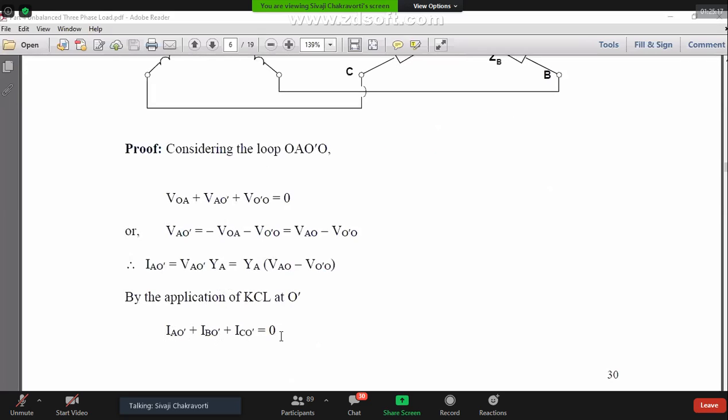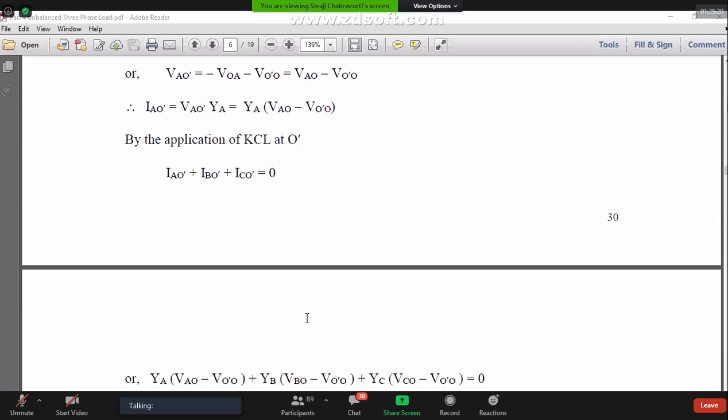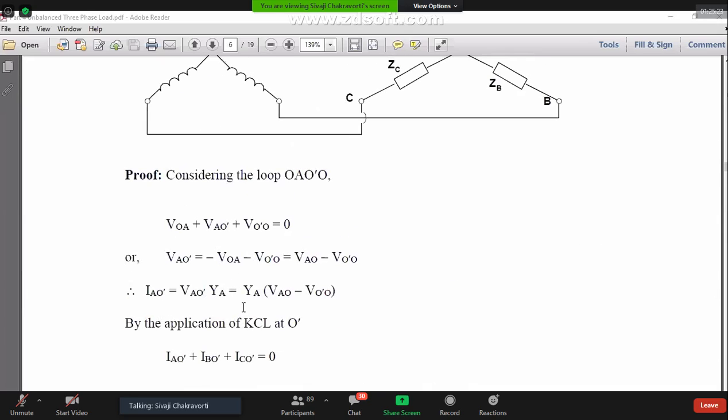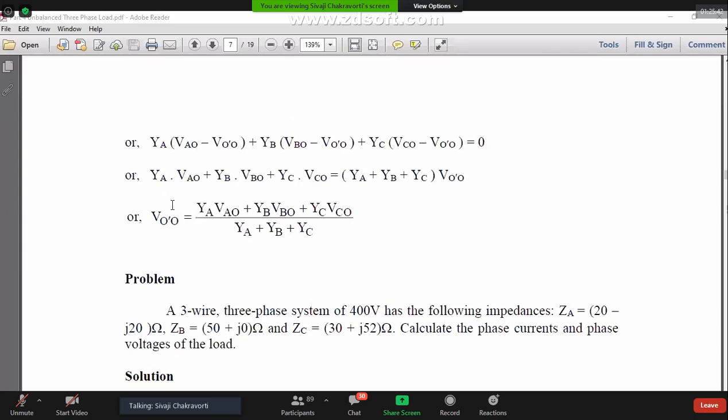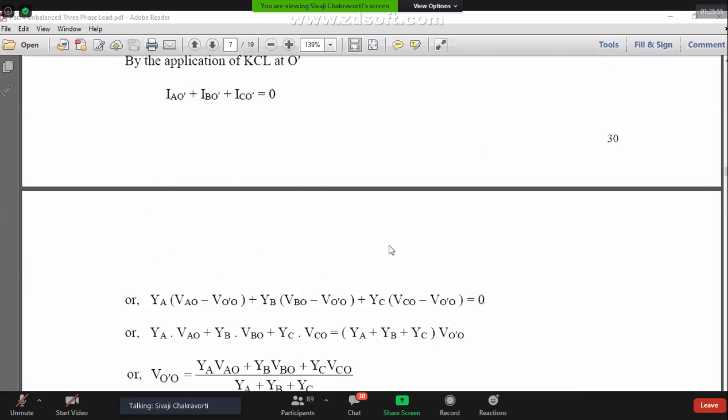Well, look at here. I am going to apply Kirchhoff's voltage law, considering a loop O, A, O prime, O. Now immediately you will ask me, there is no connection between O prime and O. How can you take it? Who has told you that there is no connection between O prime and O? Is it correct that there is no connection between O prime and O? That is incorrect. Because look here, O prime to C, C to this terminal, then C to O. There is a connection. So there is a connection between O prime to O.